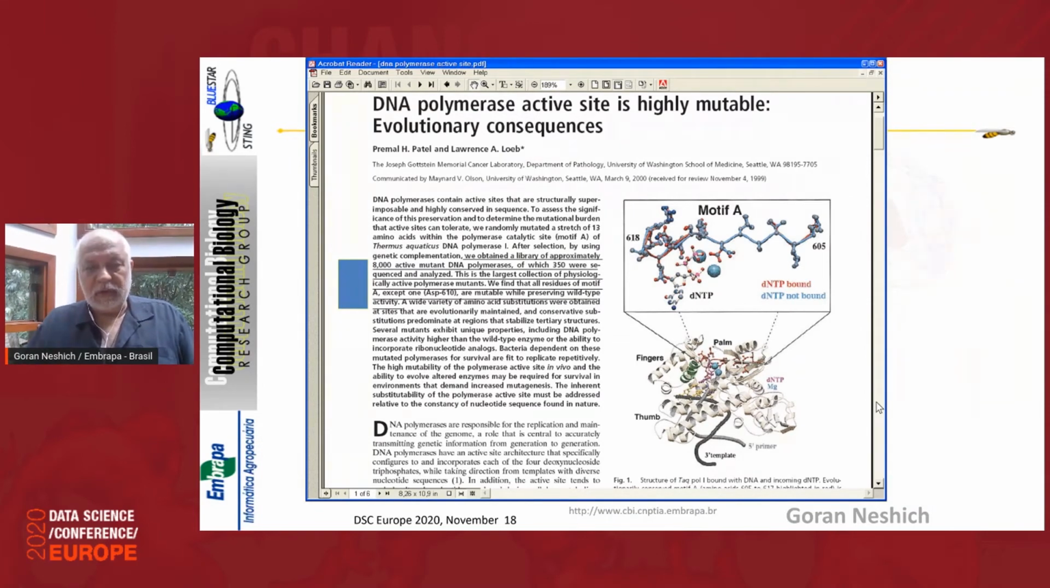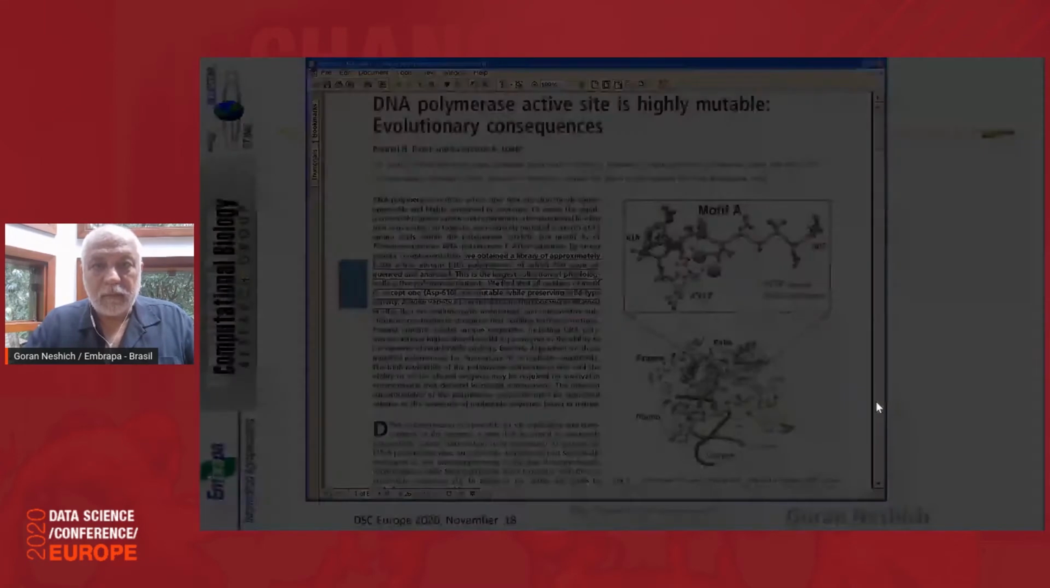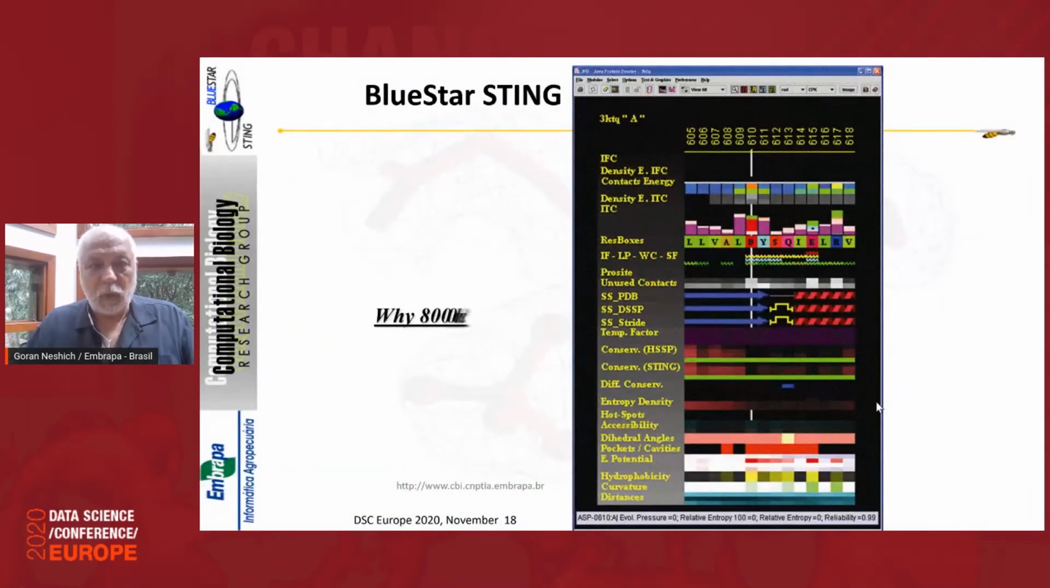In this paper, we checked the usability of our big data. This laboratory did the experiment on a specific protein, DNA polymerase, a very important protein in our body. And they made 8,000 active mutants of that protein. And they found they can change any amino acid except for one, and that one is aspartic acid number 610. And they tried to understand why. But we say, why do 8,000 clones? It's good they did it, so we have experimental proof.